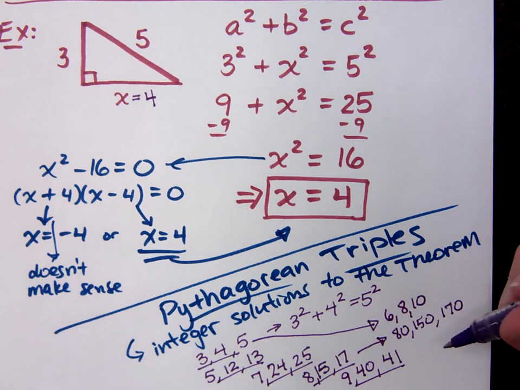Now, not everything is going to be nice and pretty like these numbers are. In fact, when you go on further, you're going to see that sometimes the solution with the Pythagorean theorem, you get weird square roots. But that's okay, you just learn to deal with it.